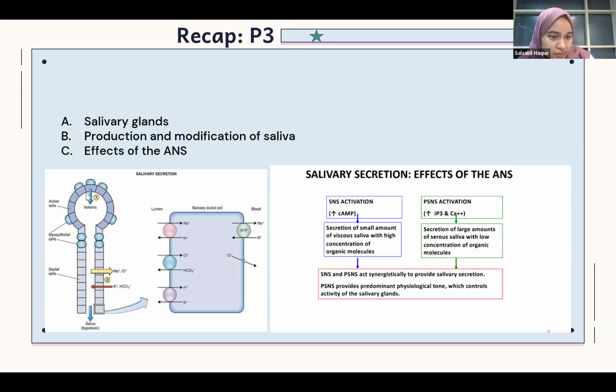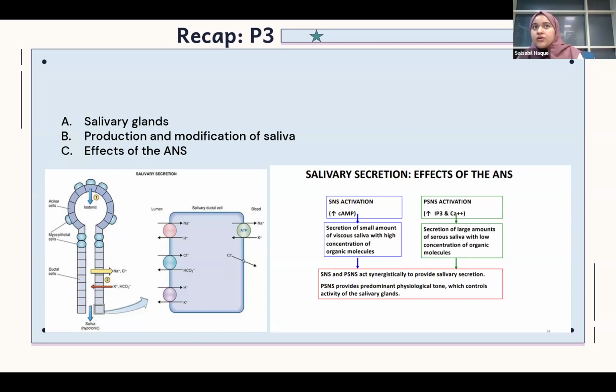So when it is produced from the acini, it is isotonic. Okay, so it has the same electrolyte and water concentration as the plasma. However, when it goes through these ductal cells, you have reabsorption of sodium chloride and bicarbonate, but you have secretion of potassium. So as it goes through the ducts, more of these solutes, sodium and chloride, not bicarbonate, go out of these cells.